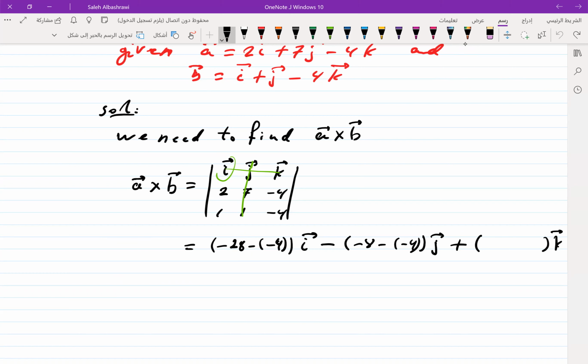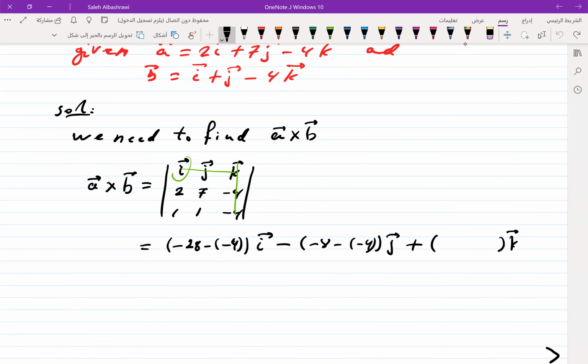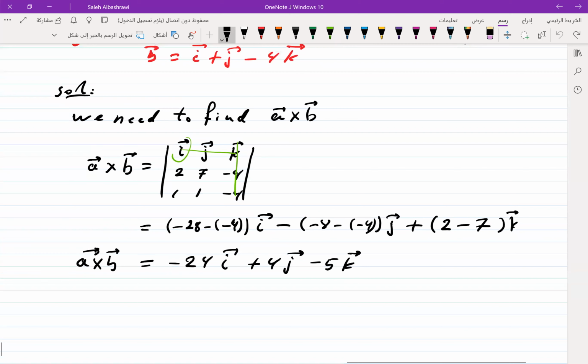For k, we cross the third one: 2 times 1 is 2, minus 7. So the cross product will be minus 24i plus 4j minus 5k. So this is A cross B. We claim that this vector is perpendicular to both A and B.